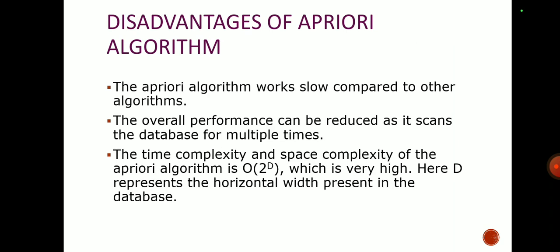Then there are some more disadvantages of the Apriori algorithm, which are mentioned in the slide. It works slow compared to other algorithms. The overall performance can be reduced as it scans the database multiple times. The time complexity and space complexity of the Apriori algorithm is O(2^d), which is very high. Here d represents the horizontal width present in the database.